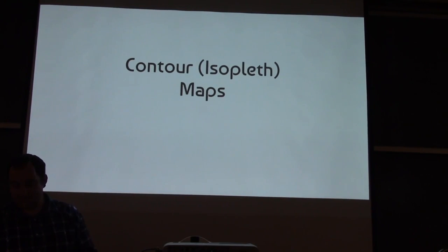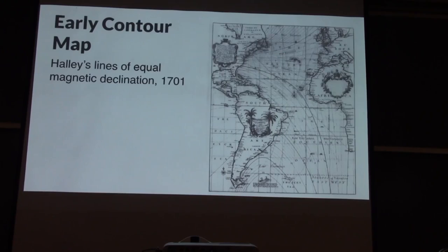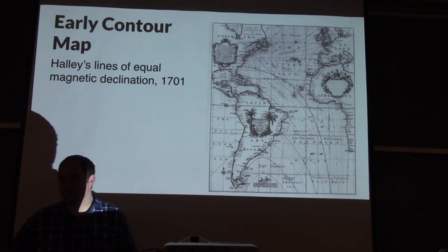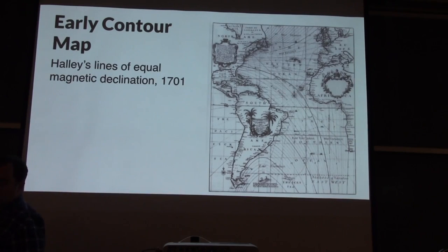Okay, we have a couple of minutes left. Let's talk a little bit about contour or isopath maps. These are really nice if we want to show things like flow or currents, like wind or currents. So here is Halley's lines of equal magnetic declination on this historic map.